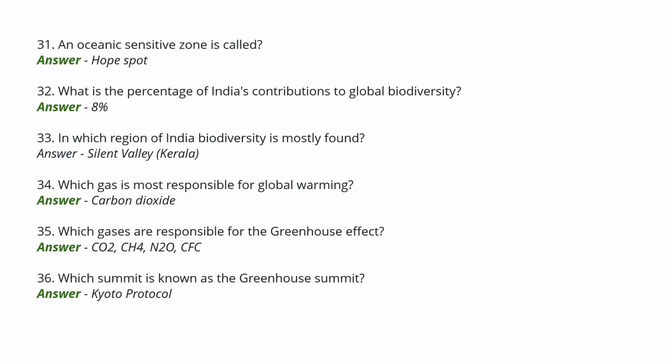Next question, what is the percentage of India's contribution to global diversity? India's contribution is 8% to global diversity. Answer is 8%. Next question, in which region of India is biodiversity mostly found? The answer is Silent Valley, Kerala. Silent Valley, Kerala is the region where biodiversity is mostly found in India.